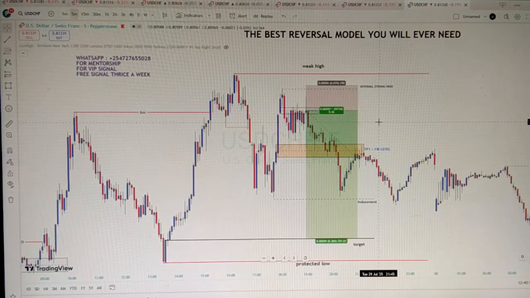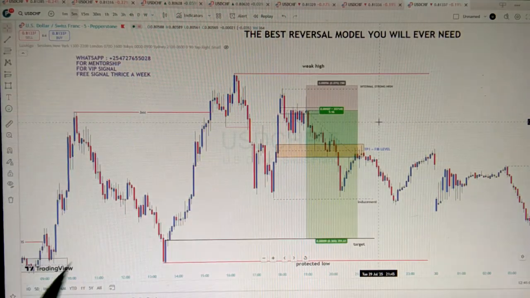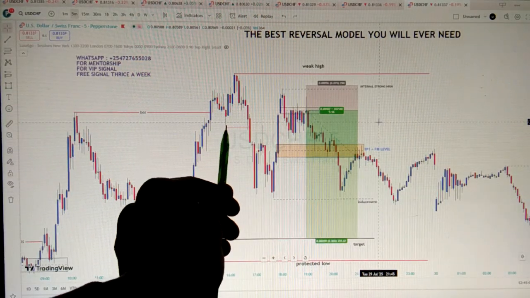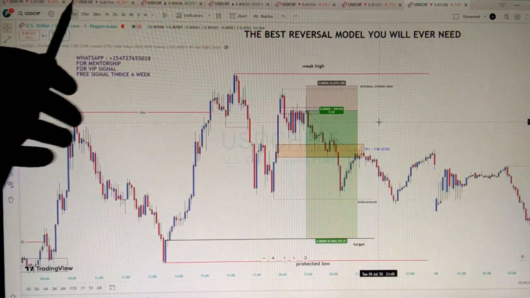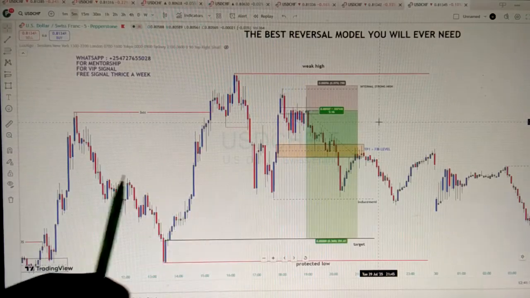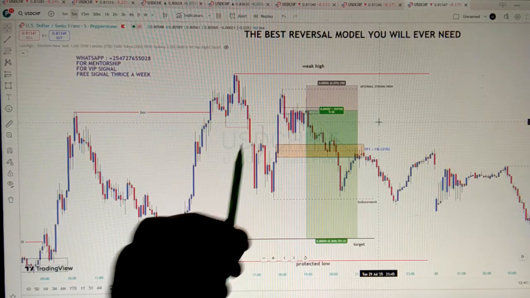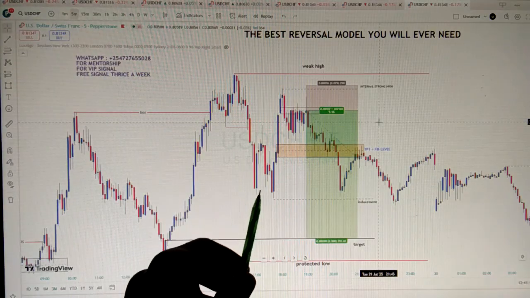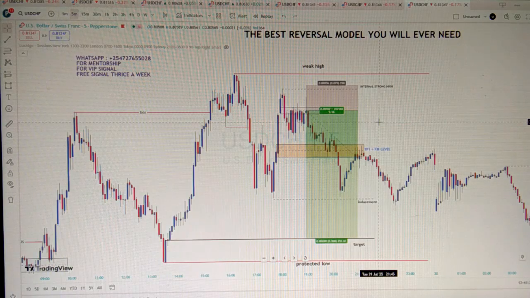So let's start. First of all, I marked my break of structure, this zone. After that, I marked my change of character here. You see this line, this is a change of character. You can see it on a 1 minute time frame because we are on a 5 minute time frame. After making a change of character, the market reversed at this point, which is our fib level. Let me show you.